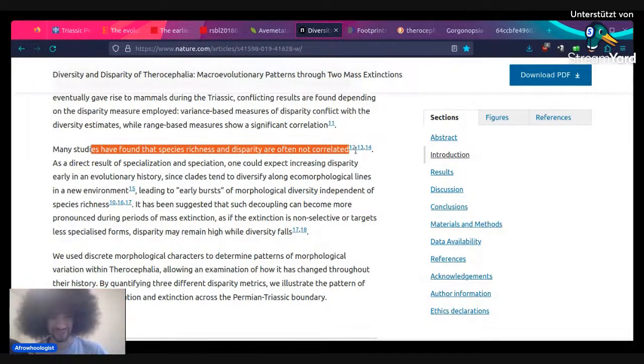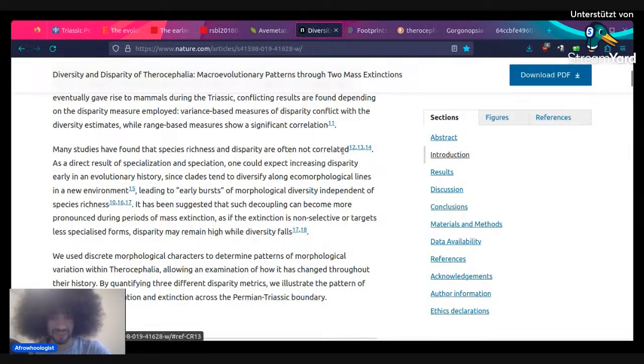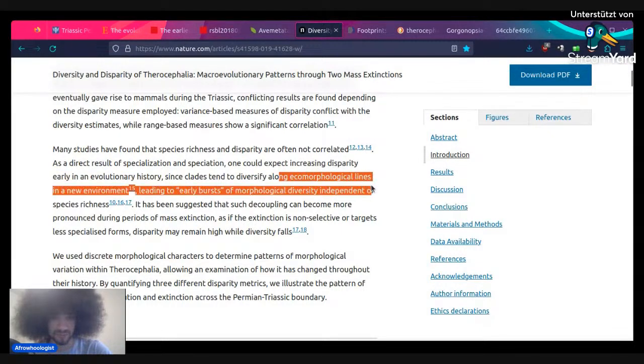They have three different articles which completely contradict their assumption that if we combine species richness, diversity, and disparity, we can find that, but they're not always correlated. There are three different examples where they are contradicting themselves. So this entire article they publish is contradicted almost immediately. As a direct result of specialization and speciation, one could expect increasing disparity early in evolutionary history since they diversify along ecomorphological lines in a new environment, leading to so-called early bursts of morphological diversity independent of species richness.